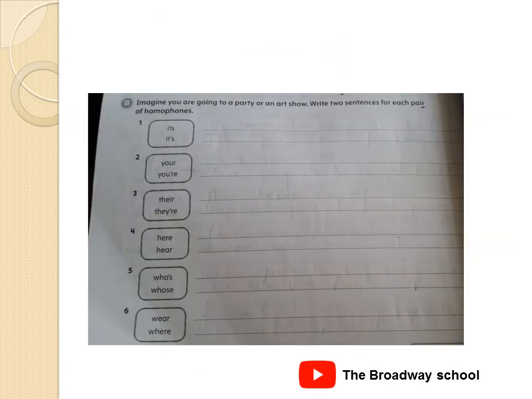Okay, part B is: imagine you are going to a party or an art show. Write 2 sentences for each pair of homophones. First one is it's and its. Your and you're. There, they're. Here and hear. Whose and who's, where and wear. You can make easy sentences using these words of your own choice.